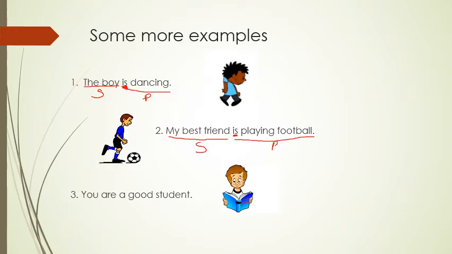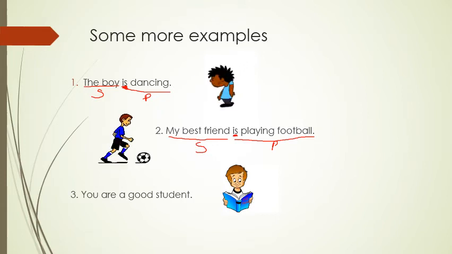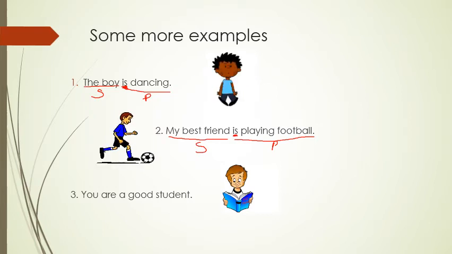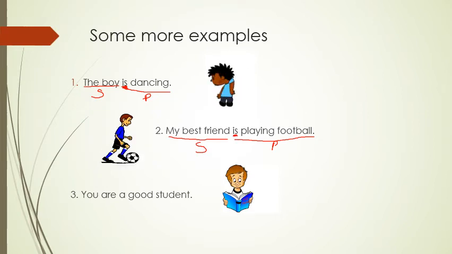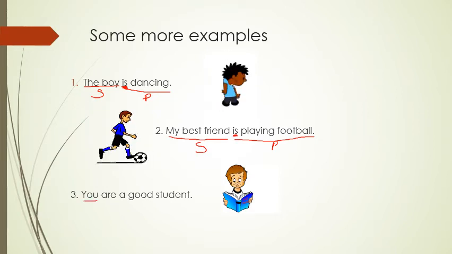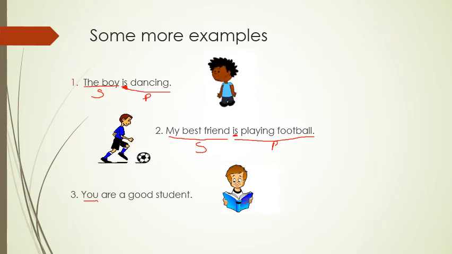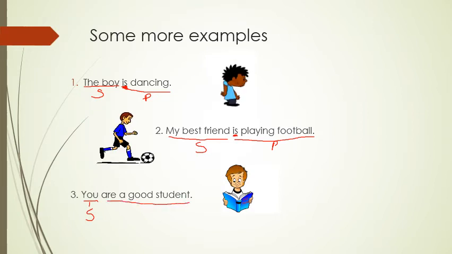Now let's see the last example. You are a good student. Indeed, you all are my good students. So, you are a good student. Here again, who is the sentence about? The sentence is about you. So you, and is it a noun or a pronoun? You is a pronoun. So you in this sentence is the subject, whereas are a good student is the predicate.